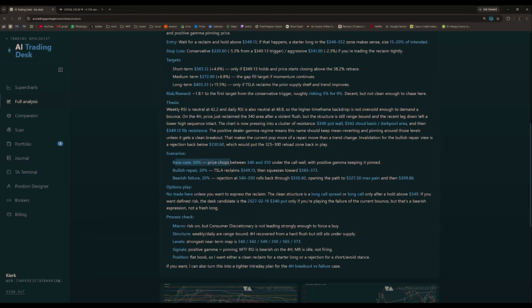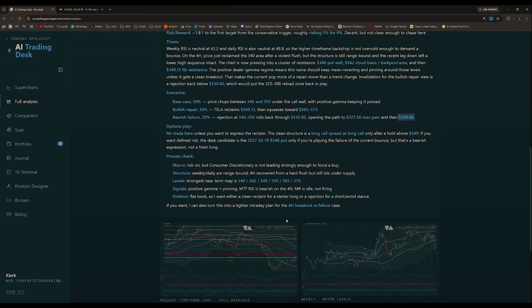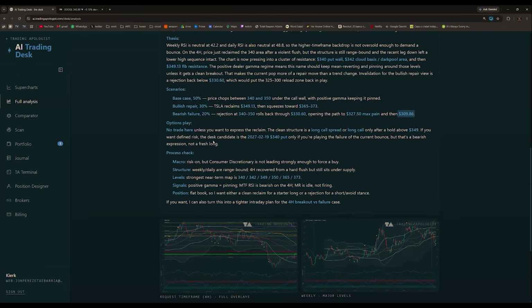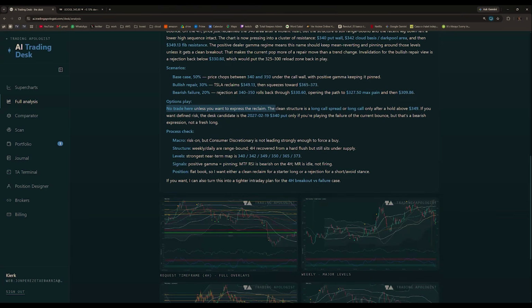These are the scenarios, base case, right? It chops between 340 and 350, and 350 under the call. The bullish repair is it reclaims it and then pushes to the 365, 373 area, which you will notice is what Tom has been mentioning in videos. And the bearish case is basically we go to 309 back again. Options play, no trade. There is nothing in here, right? Maybe you can play a long call spread or a long call, but then it's no trade. That's the verdict, let's say.